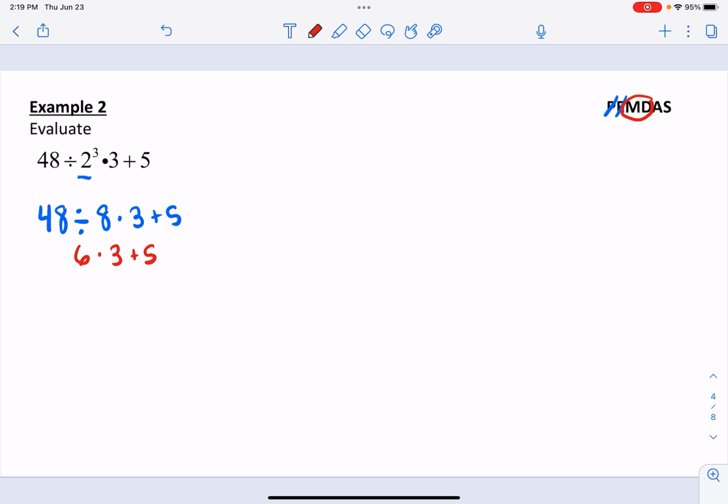So I go across, I read across like I read a book. And I did this 48 divided by 8 to get me 6. Then I do 6 times 3, which is 18. And then I do 18 plus 5, which is equal to 23.